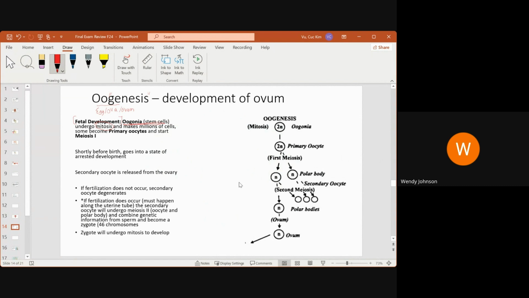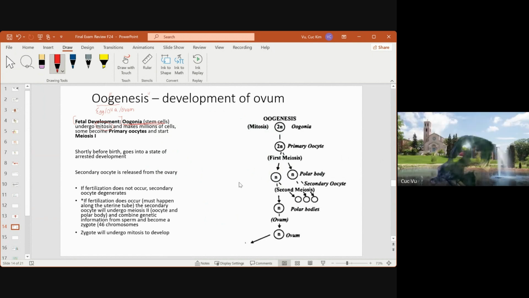The 2n oogonia will copy an exact cell, the primary oocyte. So it's 46 chromosomes, and it'll copy 46 chromosomes. Is that correct? Perfect. Yes. So it doesn't happen to just the oogonia. It happens in all the cells in the body. So all the cells in the body, except for gametes, undergo a process called mitosis. So mitosis is a form of cell division.